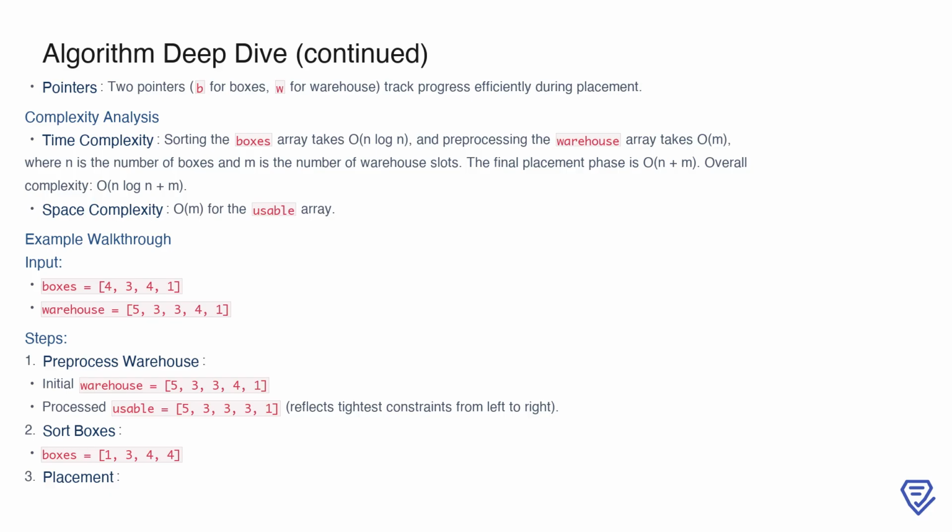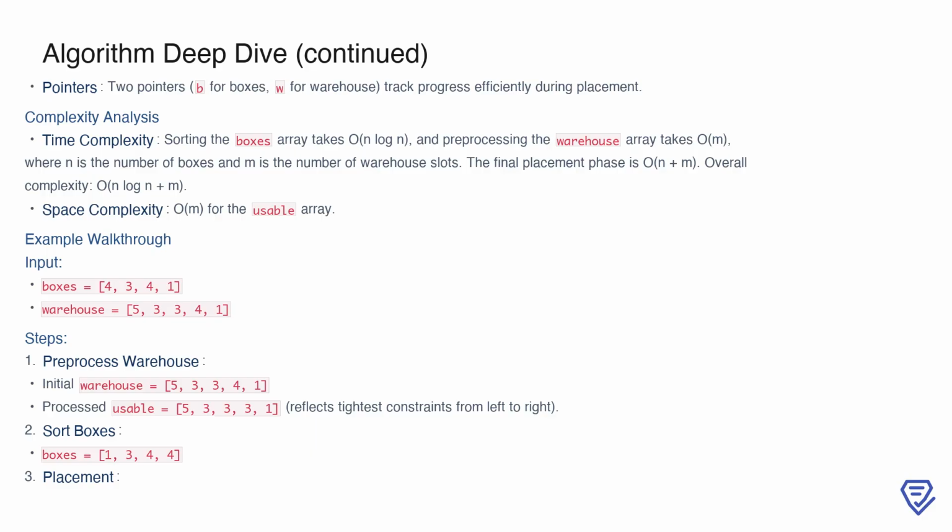Efficient data structures play a key role in this solution. The usable array simplifies placement by allowing O(1) access to the pre-processed warehouse heights. Additionally, the use of two pointers, one for the boxes and one for the warehouse, ensures that we process both arrays efficiently during placement.